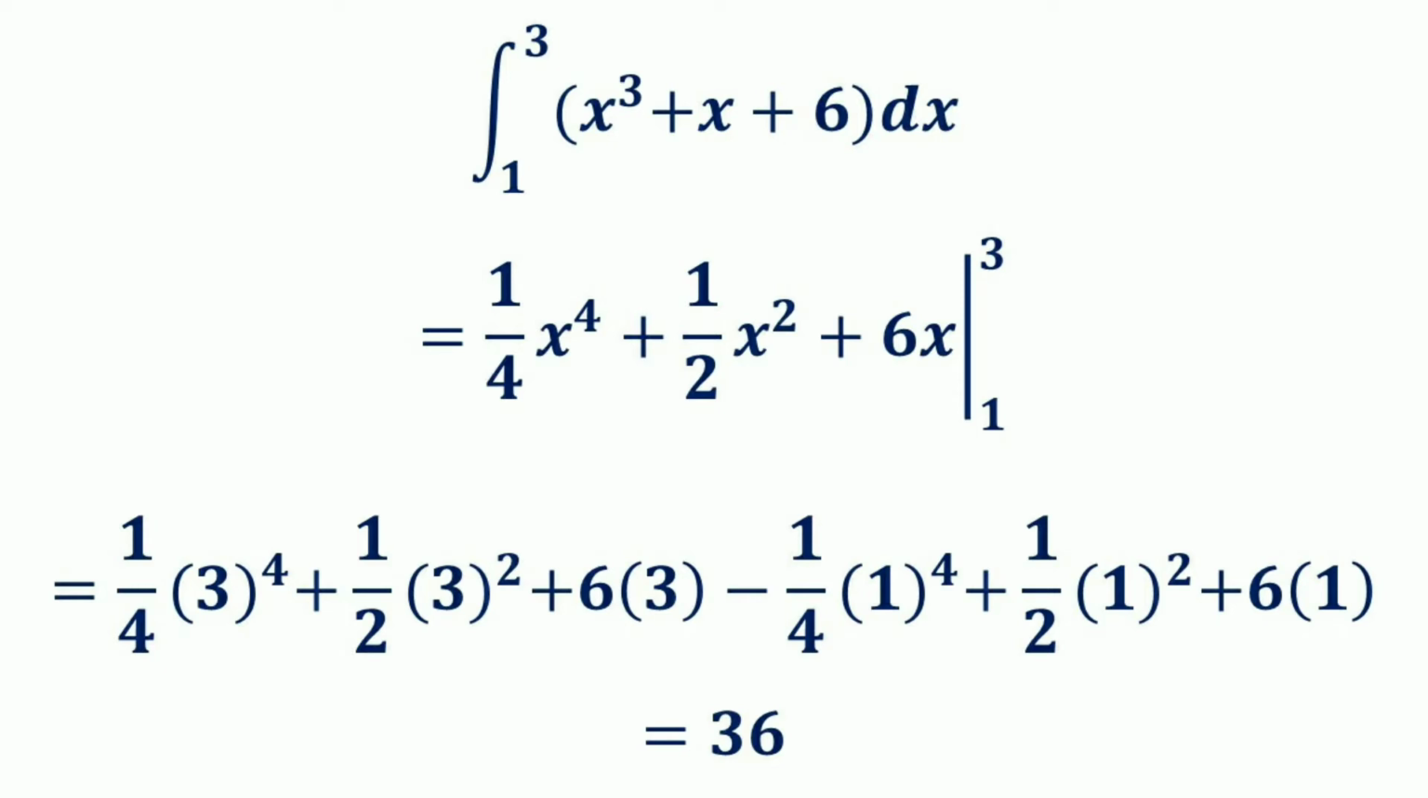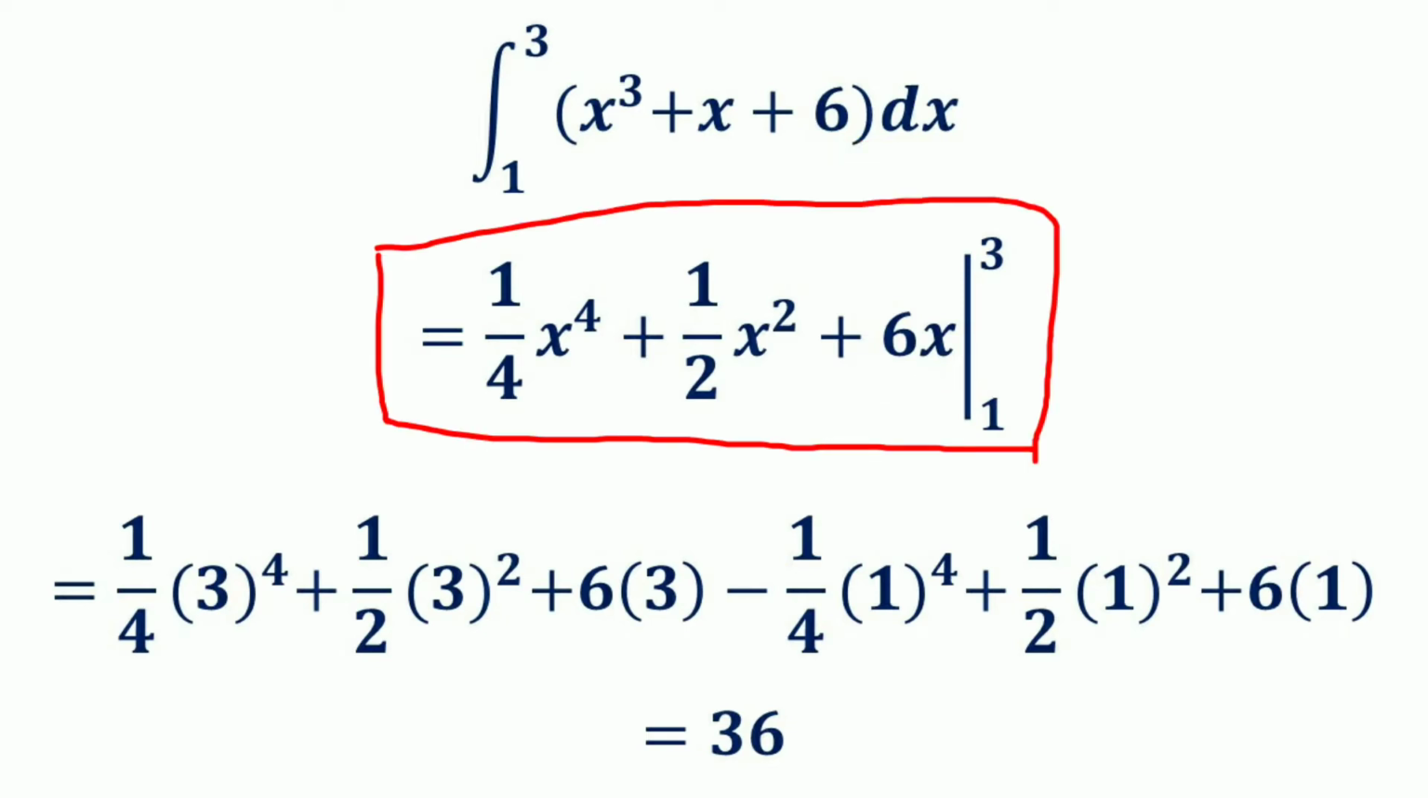First we want to find out the indefinite integral of x cube, that is 1 by 4 x raised to the power 4, plus the integral of x, which is equal to 1 by 2 x square, plus the integral of 6, which is equal to 6x, which is evaluated at the upper limit of the integration, which is 3, and the lower limit of integration 1.